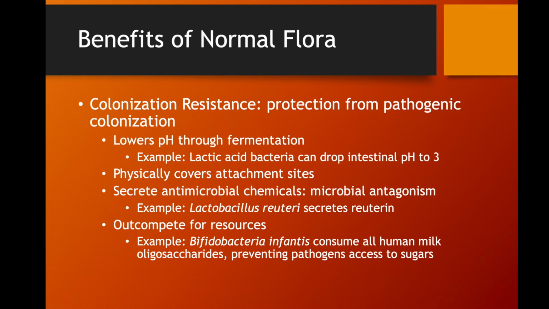You should basically try to memorize, if you can, all of these key categories that we'll mention in the next few slides, and at least give some examples of each of these. So, for example, one category of the benefits of normal flora would be colonization resistance. And the concept here is the protection from pathogenic colonization.